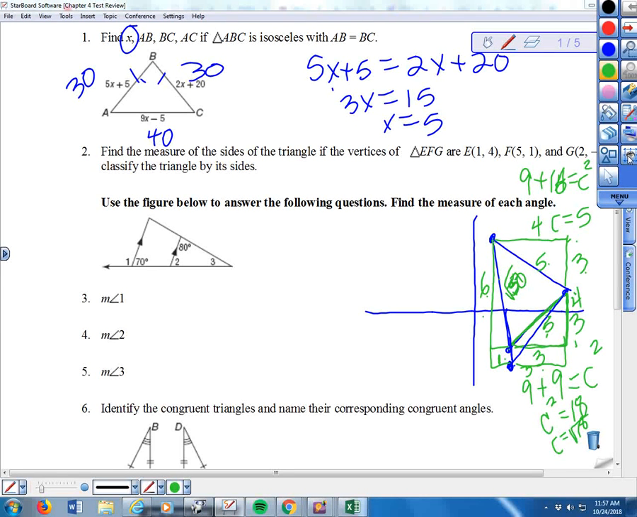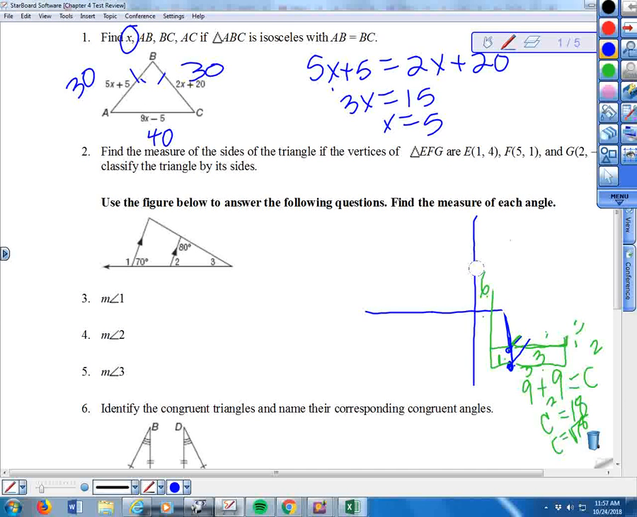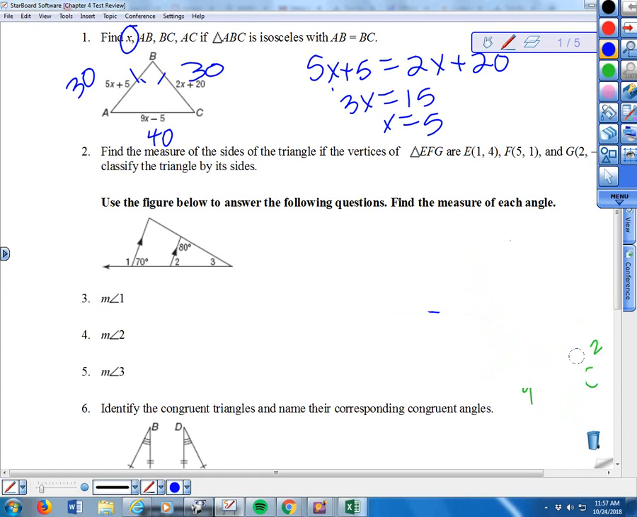Okay, use the figure below to answer the following questions. Anytime they give you two parallel lines, which are what these arrows mean, you're probably going to use that piece of information to find one of the angles. They normally don't just give that to you if it's not something they want you to use.